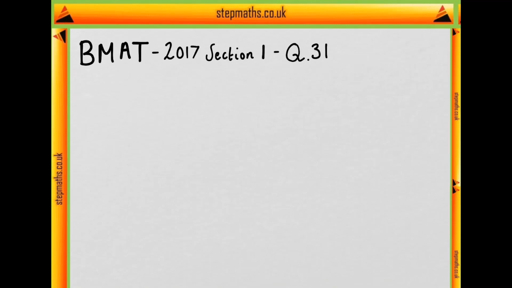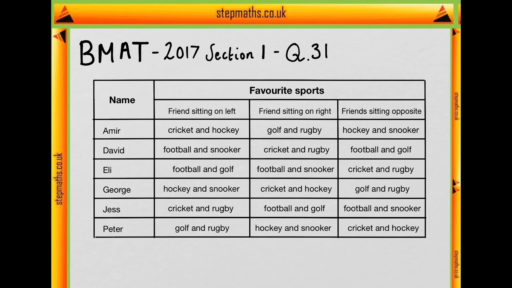In question 31, we're told that 6 friends are sitting around in a circle discussing which 2 sports each of them most likes to play. We're then given this table here, which represents the outcome of that discussion, where rather than the individual sports that each child likes, we're told the sports that are liked by the friend sitting on the left, the friend sitting on the right, and the friend sitting opposite. So, rather than the individual children's preferences, we have this to reckon with.